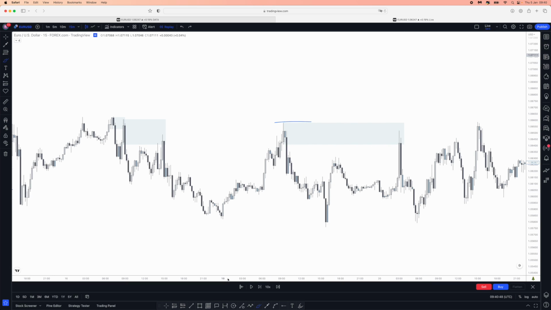So what I'd recommend is going on your charts, testing this out yourself, and that's pretty much it for supply and demand. There's not really much to the concept. It's not a complex concept at all. It's one that you can pick up pretty easily, and it's very, very simple to learn. So yeah, that's pretty much it.